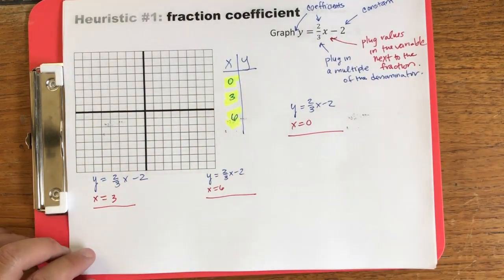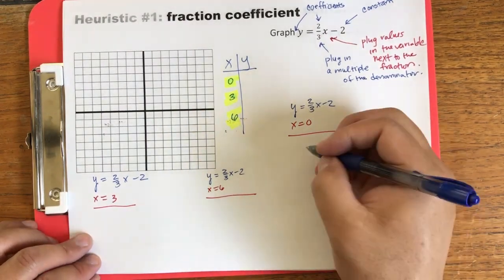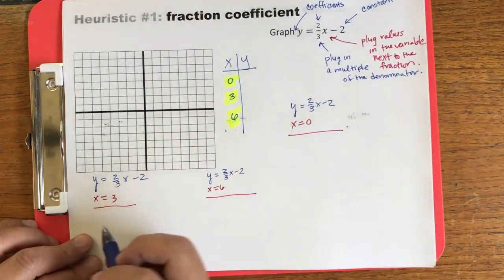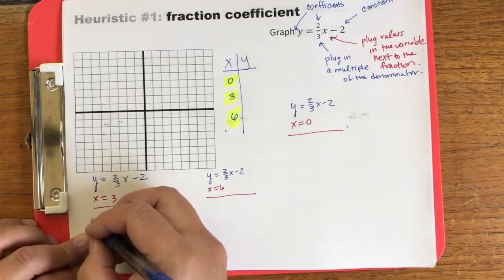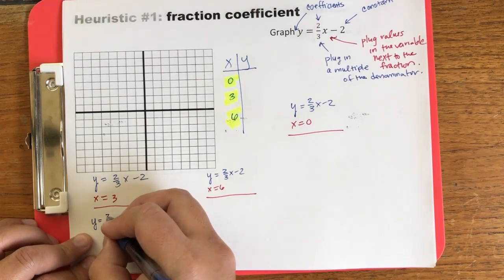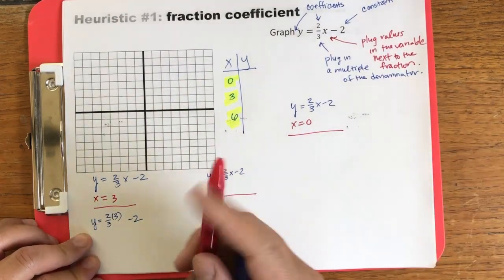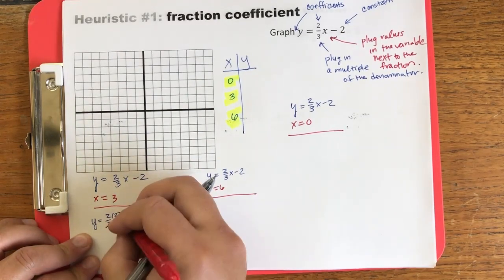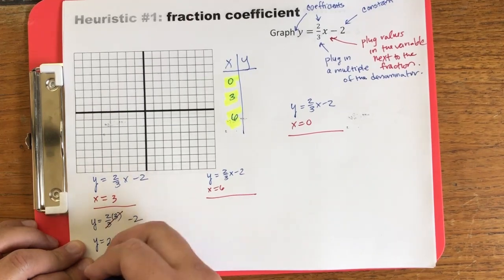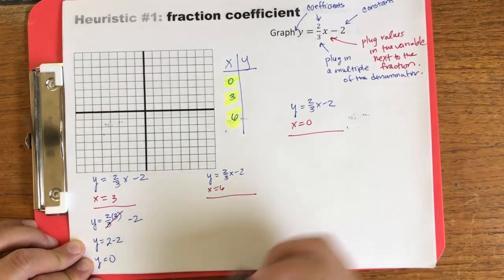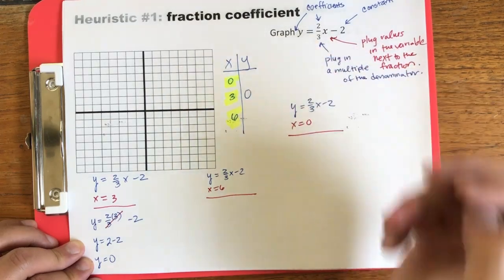Now, the reason why we like to plug in a multiple of the denominator is, one, that it will cancel out the denominator. So if we look at this one, these 3's cancel out, and we end up with y equals 2 minus 2, or y is equal to 0. So when x is equal to 3, y is equal to 0.